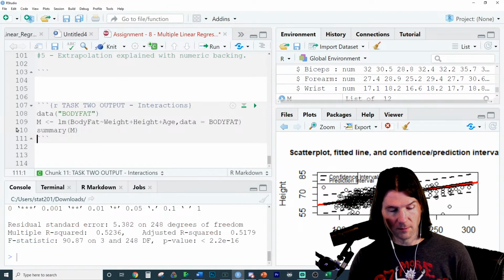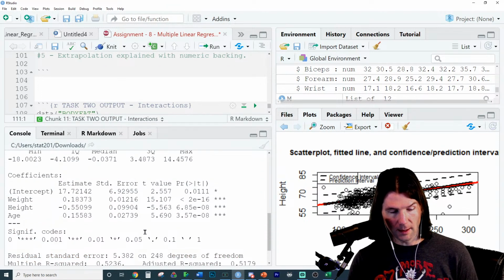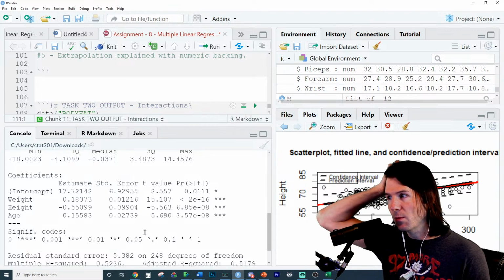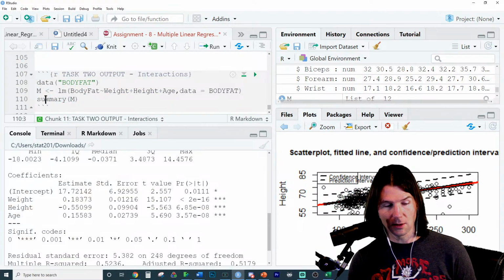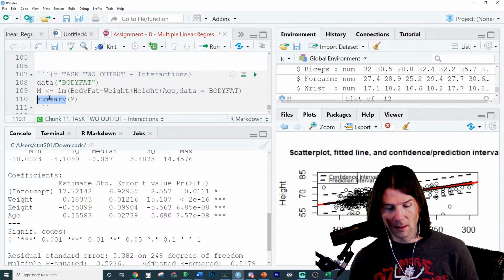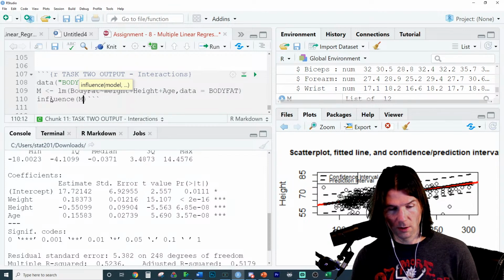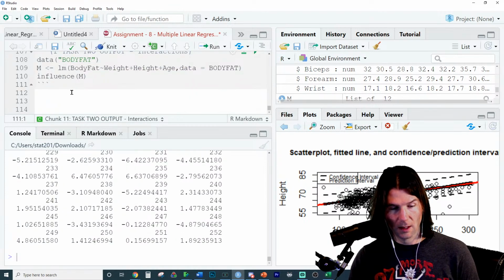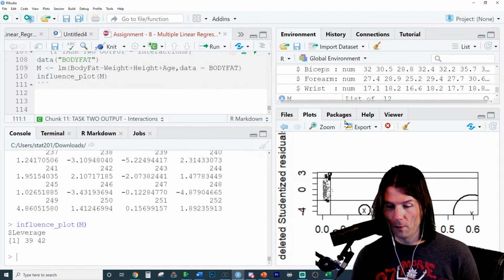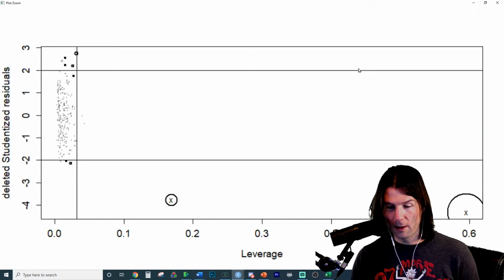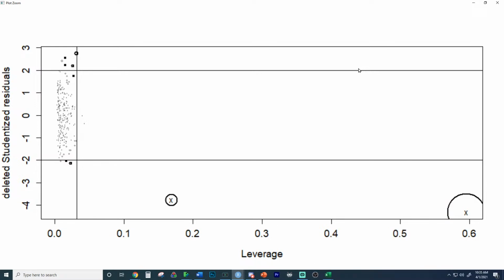It's a multivariate model. My brain's still turning on right now. There we go. We got height, weight, we got age, multivariate model. What we can do is run the influence plot. Let's look at an influence plot on this. We don't want this to be right there, that'll break it. There's the influence. Let's look at the influence plot.